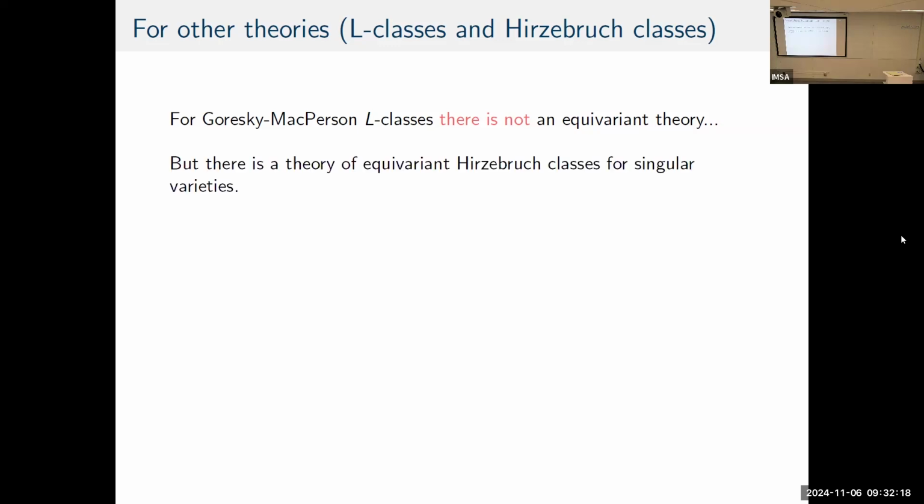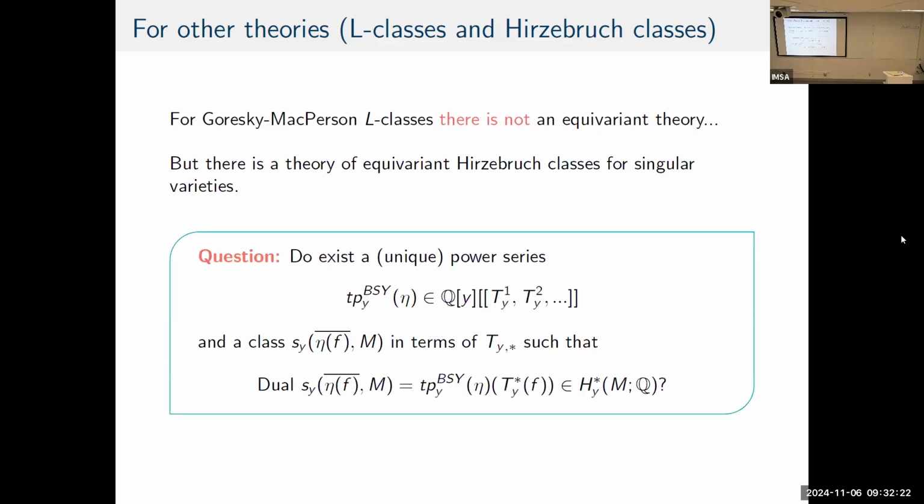But we have equivariant Hirzebruch classes. So I can write again the question for these classes. It's the same. So there is a series, of course, now depending on a parameter. Here I put Q, and a class in terms of Hirzebruch classes such that this equality holds, replacing here the classical Hirzebruch classes.